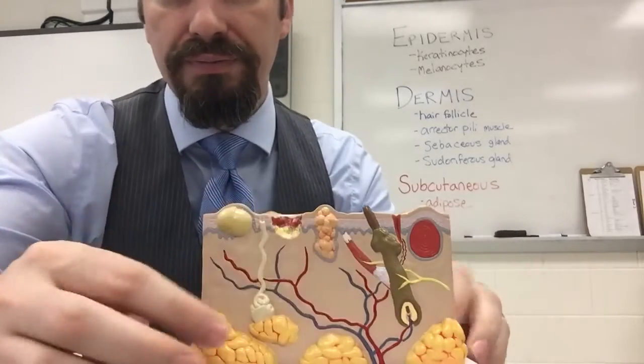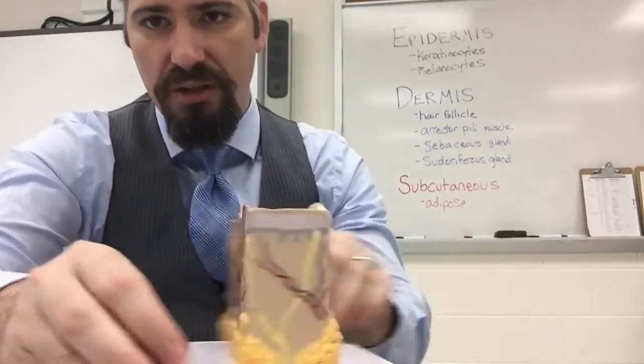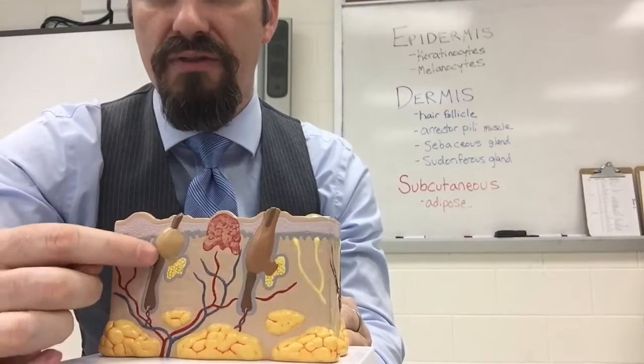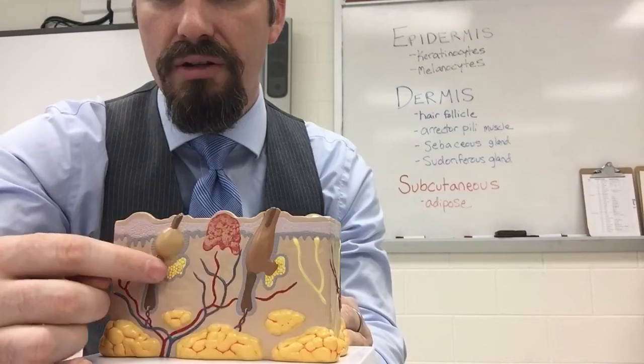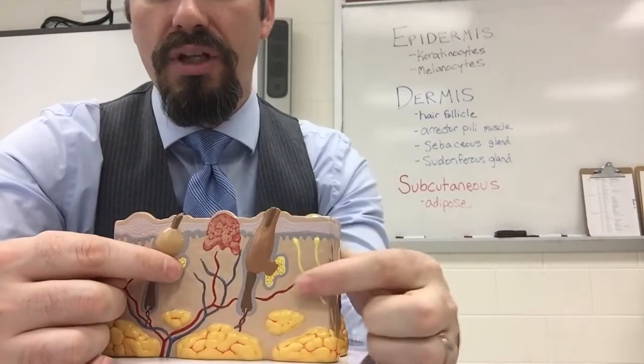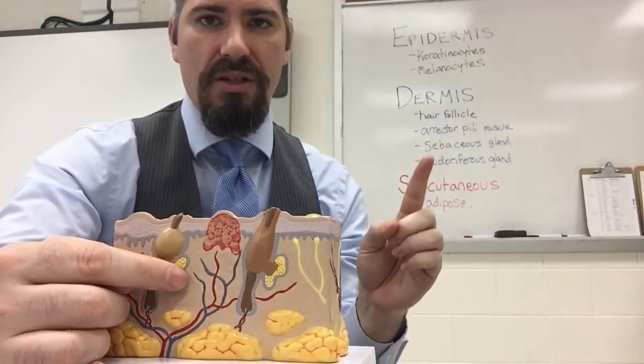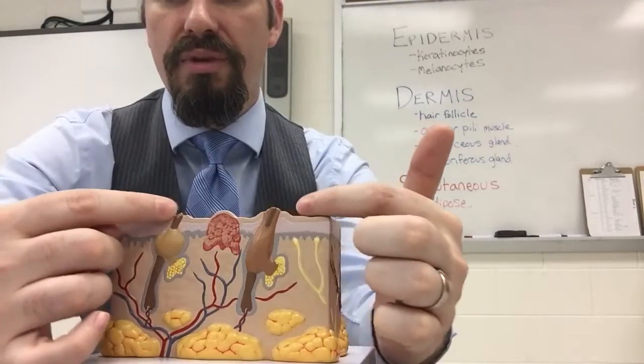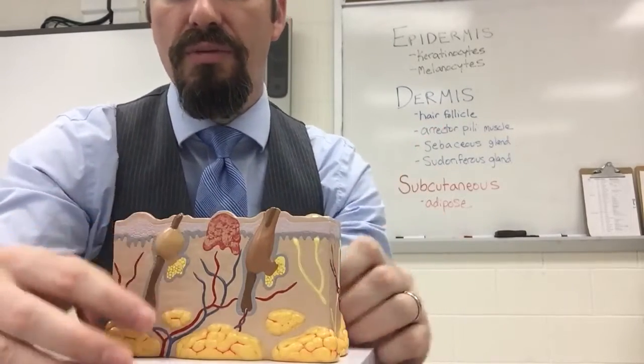Here we have, let's find it on this side, oil glands on the side of the hair follicles. So the hair follicles are here in the dermis. And then we have these oil glands called sebaceous glands that are allowing the oil onto the hair, then carried up onto the surface of the epidermis.